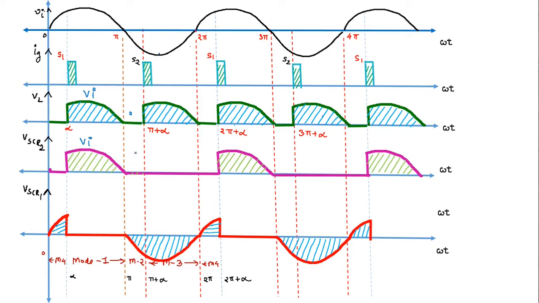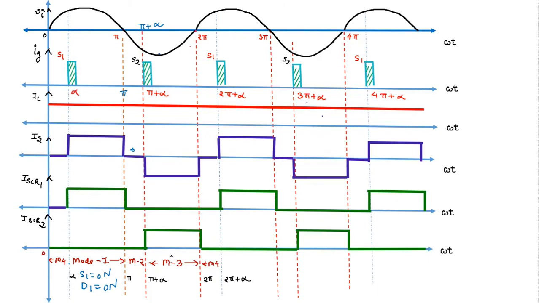And SCR2 voltage is also taken as 0 because in this mode it is not working, and SCR1 voltage will be equal to the input voltage Vi in this condition because it goes into the reverse bias condition in this mode. Next mode is mode number 3. Mode number 3 goes from omega t equal to pi plus alpha to omega t equal to 2 pi.